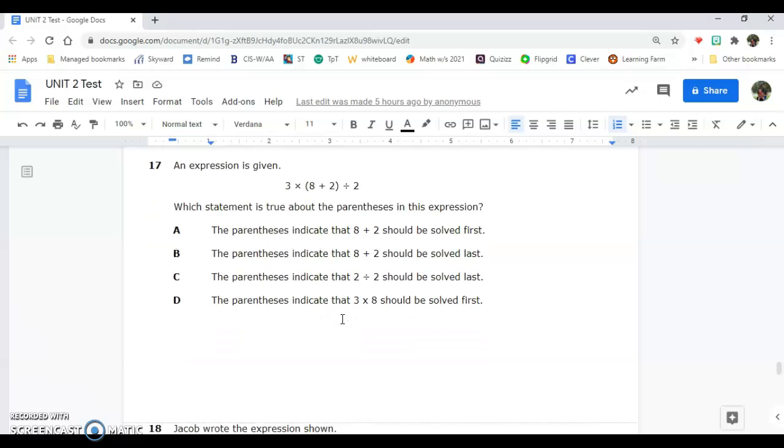Number 17, an expression is given. Which statement is true about the parentheses in this expression?